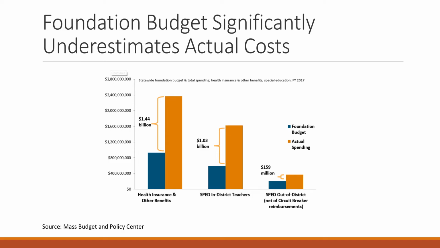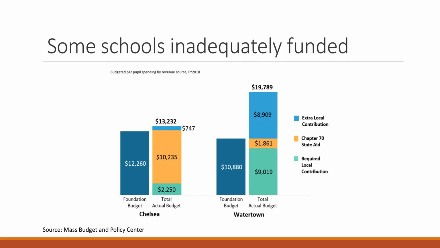Now, the problem that is preoccupying legislators at this time is that the foundation budget significantly underestimates actual costs. So, for example, on a statewide basis, taking all the community school districts together, health insurance costs are understated by about $1.5 billion. And similarly, special education costs are underestimated by about $1 billion. So recognition of that reality is especially of concern as it relates to lower income communities.